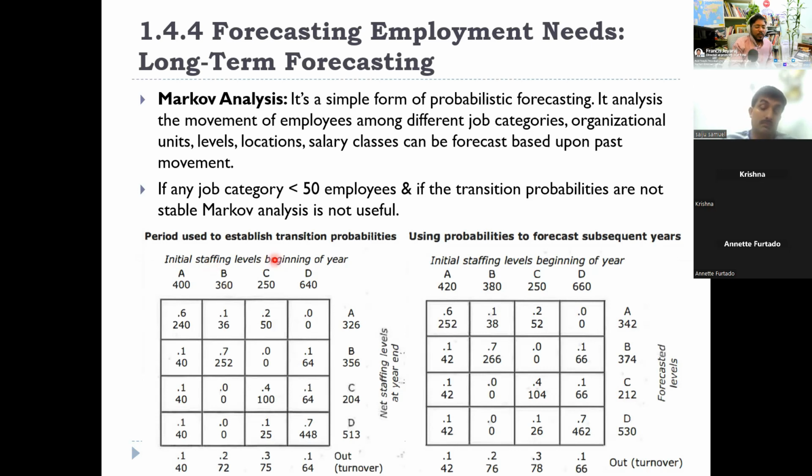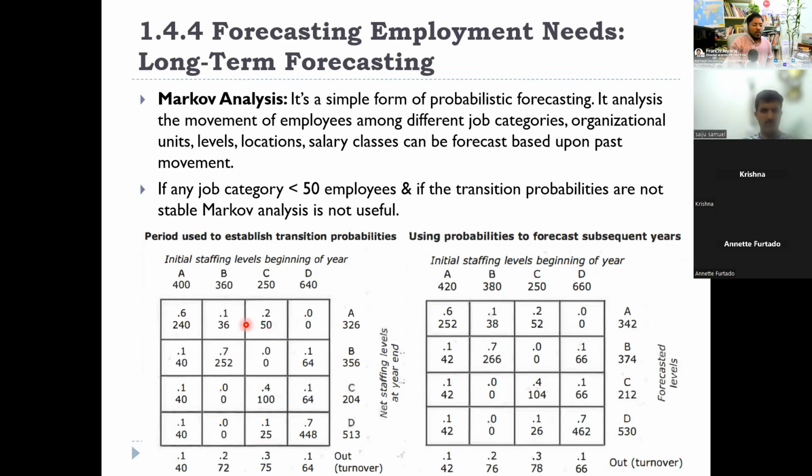The period used to establish the transition probabilities. Transition, for example, is the movement of people. In your investment bank, you have different departments: operations, risk, equity department, PR, and what else you have? Real estate, many others. So many departments, people are moving from one to another, people are getting transferred, promoted. Some people are resigning. So how are you going to track from the beginning of the year till the end of the year? So this is how this model is going to work.